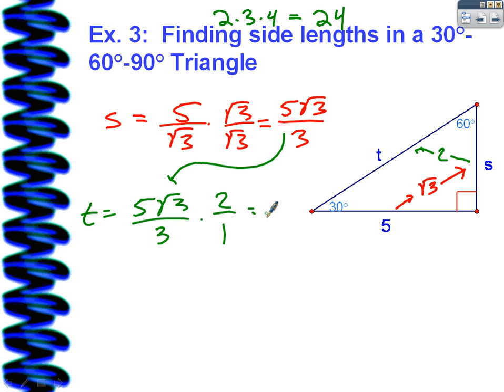2 and 5. Yeah, the 2 and the 5, right? 2 times 5 is 10 times the square root of 3. Well, there's my answer: 10 radical 3. Okay, and then on the bottom, I just get 3. Make sense?